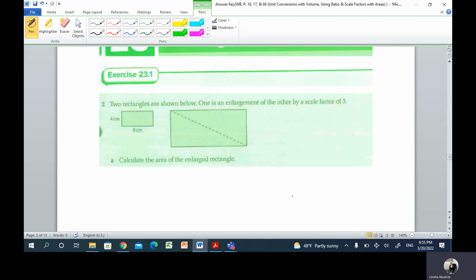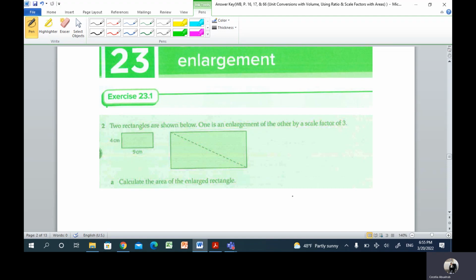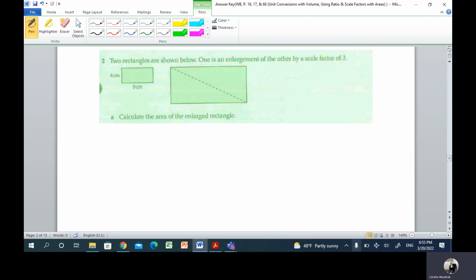Let's go now to this part here. So this one is related to the subject of using ratio and scale factors with area. So here we have a small rectangle and a big rectangle, okay? So two rectangles are shown below. One is an enlargement of the other by a scale factor of 3. So what is given here? The scale factor. So the scale factor is equal to 3.